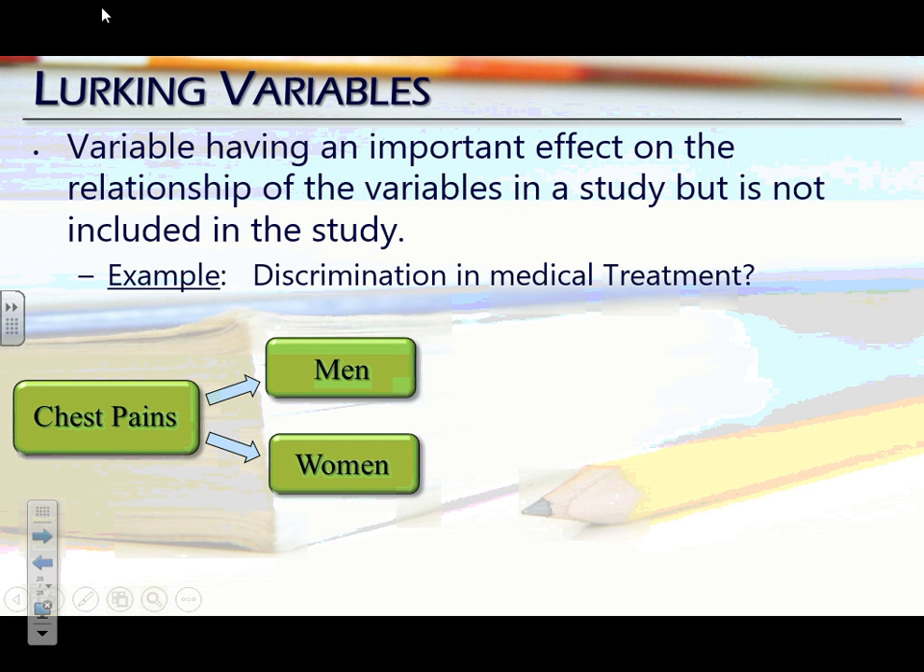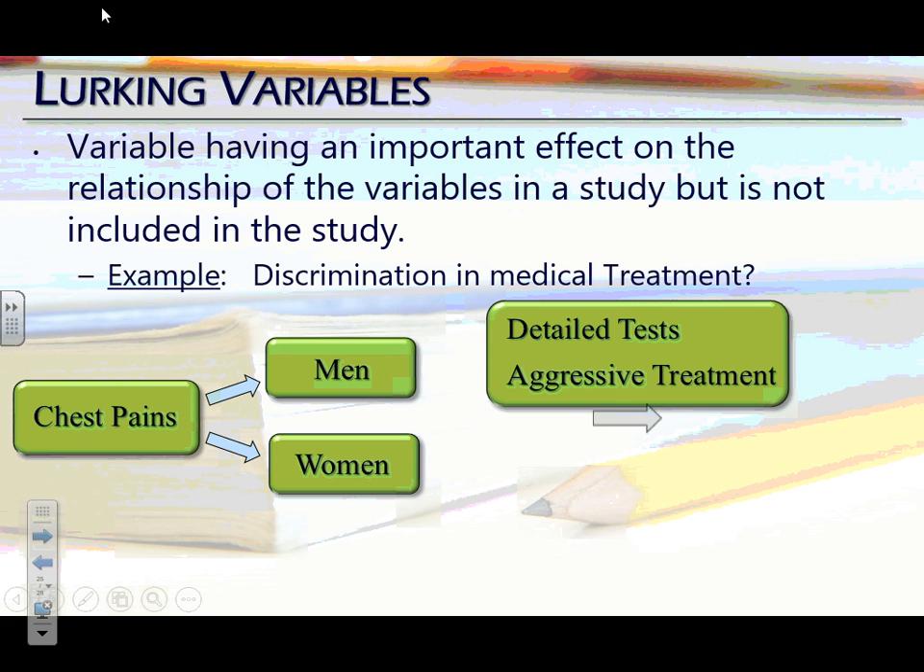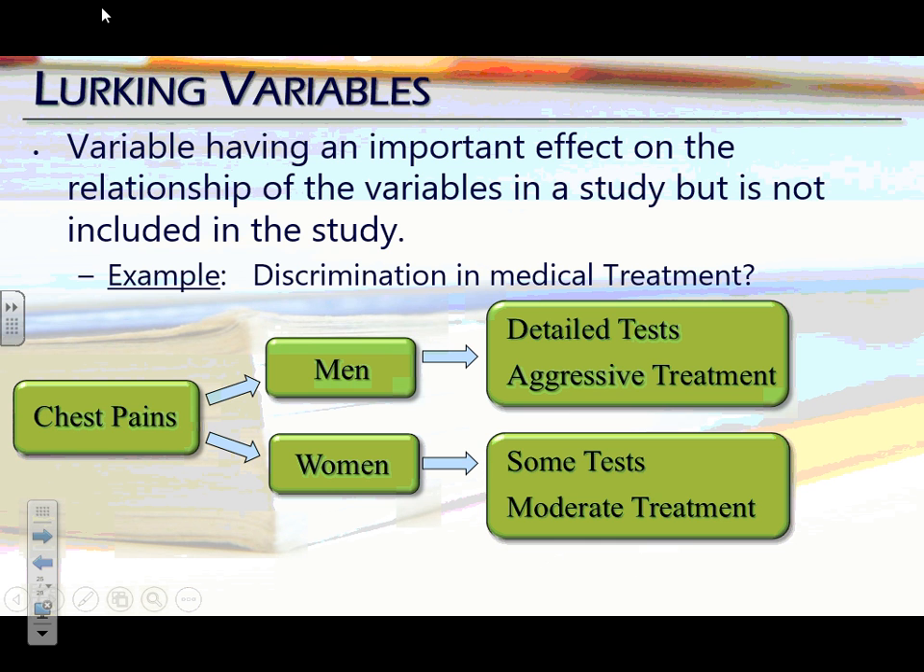And what they were trying to decide was if there was any discrimination going on, because when men came in complaining of chest pain, they got very detailed tests, and in a lot of cases got very aggressive treatment, maybe open heart surgery or something to that effect. But when women were coming in complaining of chest pain, they ran fewer tests on them and gave them much more moderate treatment. They weren't as quick to jump into open heart surgery or anything like that. They were trying other things first.